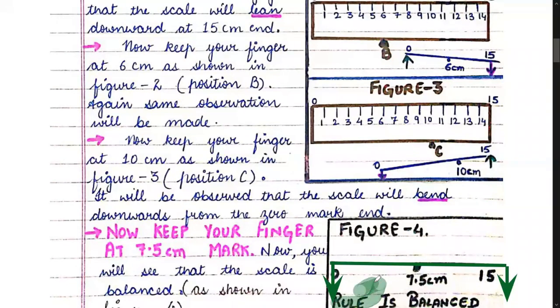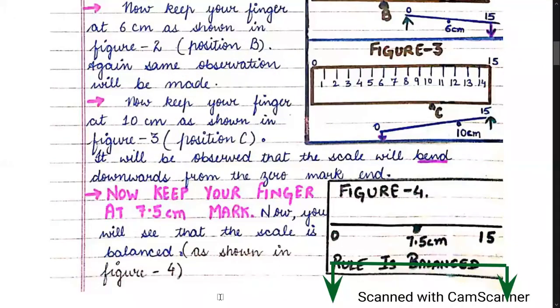Now, the force acting at 0 centimeter has to be moved towards the pivoted point. Pivoted point means the point which you are using as the balance point. So this is an anti-clockwise moment. What you have to do is rotate the force towards the pivoted point. Here the pivoted or balance point is 7.5 centimeter.